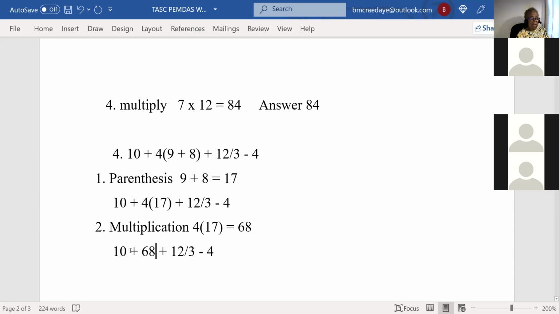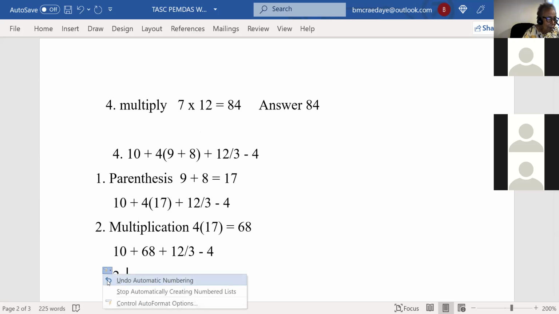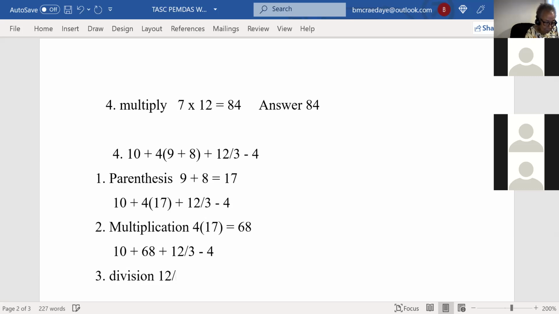Okay, Vanessa, what do I do next? What's my third step? Ms. Brown, what's my third step? The third step is division. That's right. Very good. Division. So the third step is division. And what do I divide? You're dividing 12 by 3. That's right. That's it. Perfect. 12 by 3, which is equal to 4.